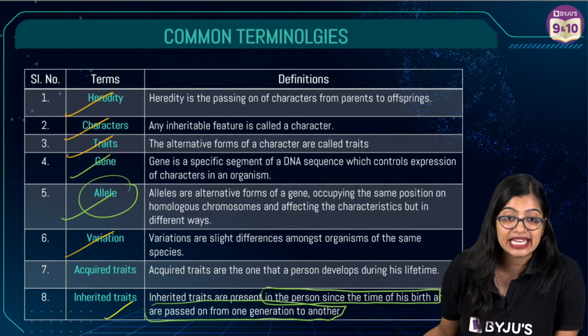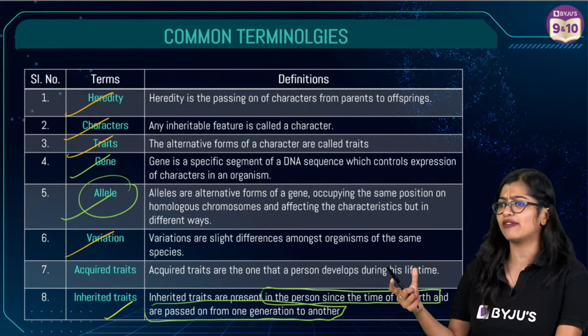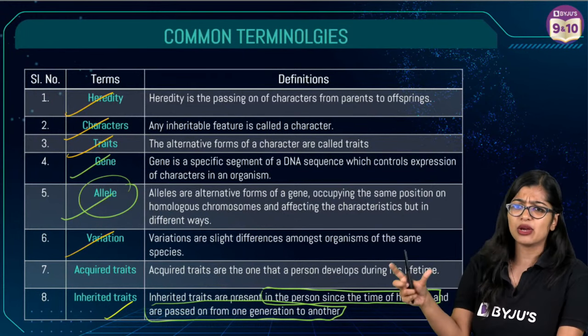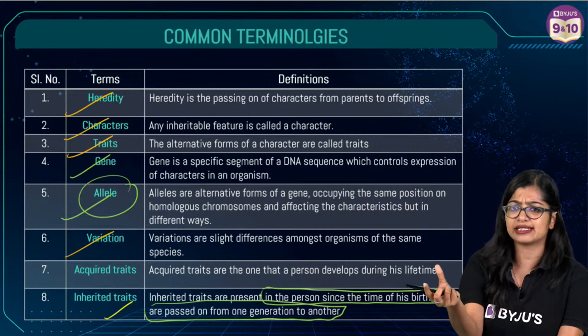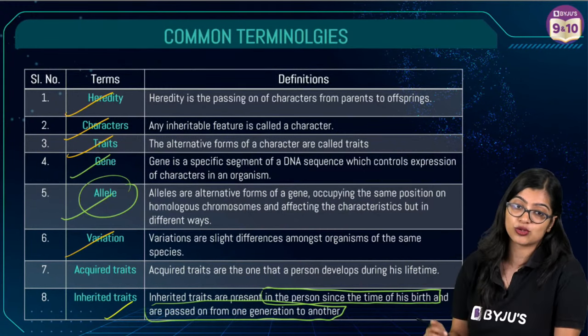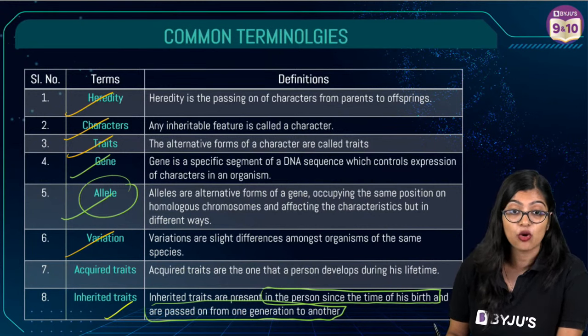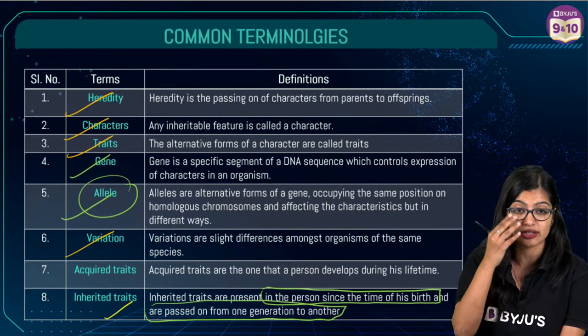What is a pair of alleles called? Normally, we say that the pair of alleles are present in the homologous chromosomes that are there. Are acquired traits passed on from parent to offspring? No, they are not, right?